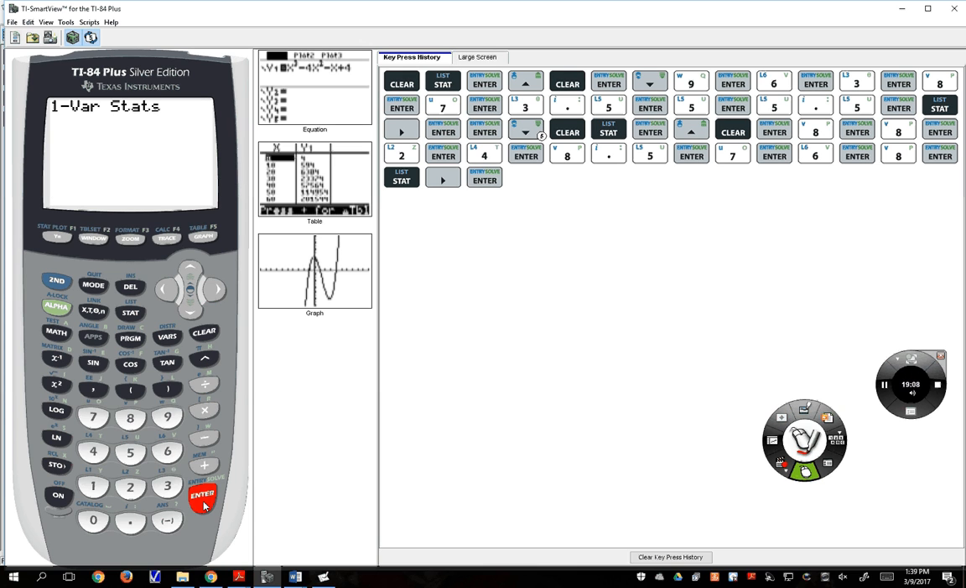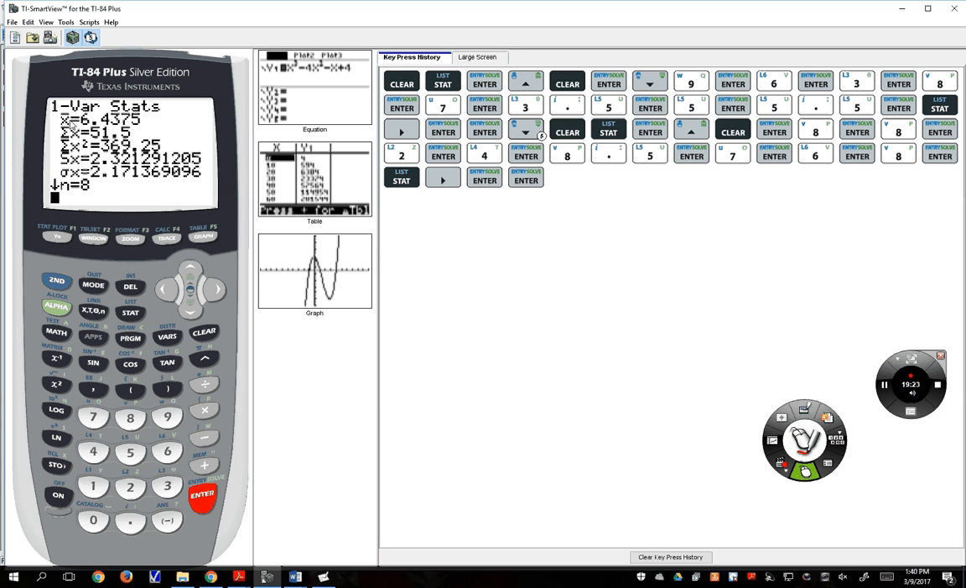We're going to press enter. Those of you that have newer software, it will ask you which list. Just make sure it says list 1. I could type list 1, but it defaults to list 1. If I was using a different list, I would type that after this, okay? I'm going to press enter, and look what happens.